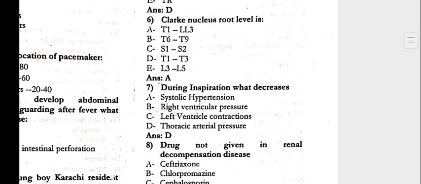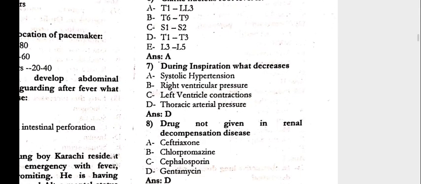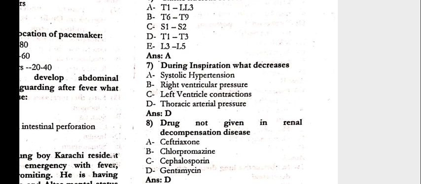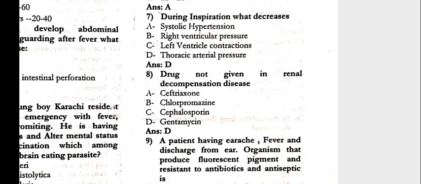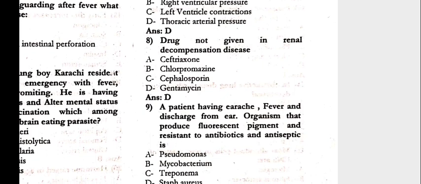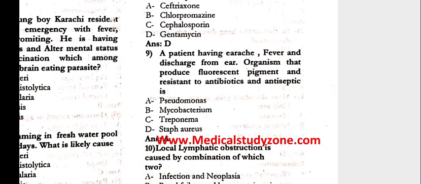Question number 6, the clock nucleus root level is alpha T1 L3. Question number 7, during inspiration what decreases? That is the thoracic arterial pressure. Question number 8, the drug not given in renal decompensation disease is gentamicin.